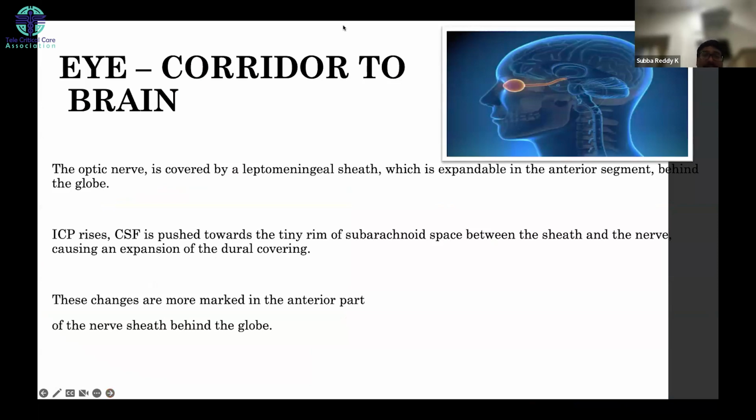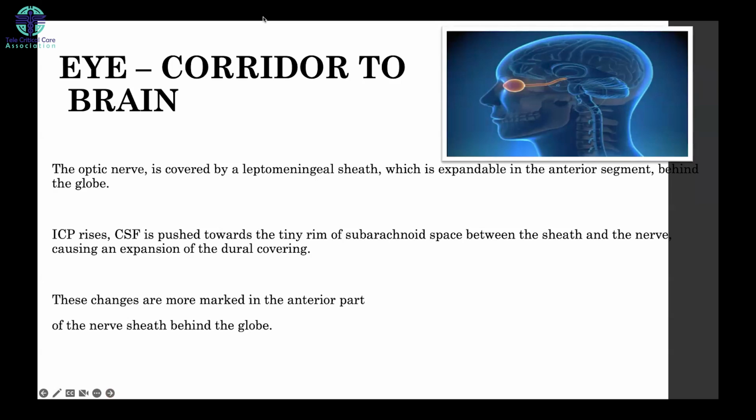So as I told, the eye is the corridor to the brain. The optic nerve is covered by a leptomeningeal sheath, which is easily expandable in the anterior segment behind the globe. So when the ICP rises, the CSF is pushed towards a tiny rim of the subarachnoid space between the sheath and the nerve, causing the expansion of the dural covering.